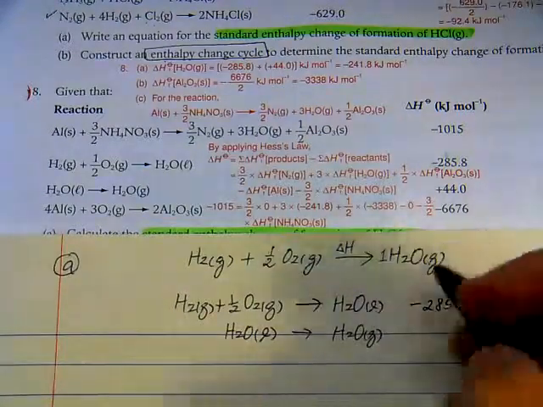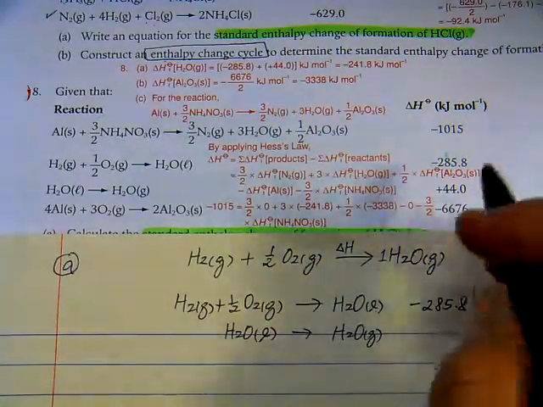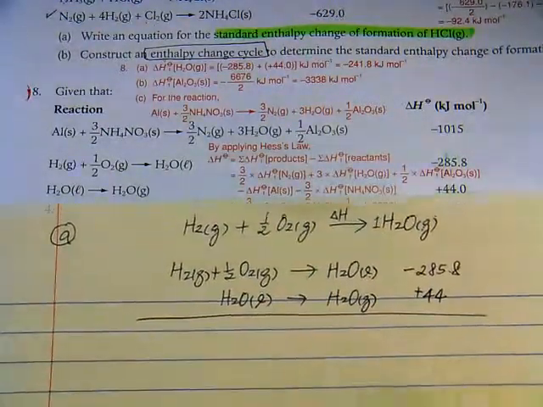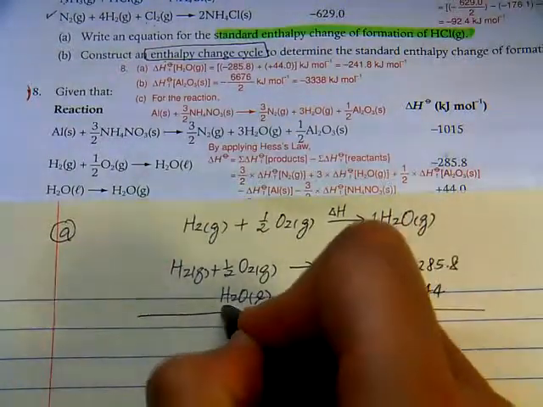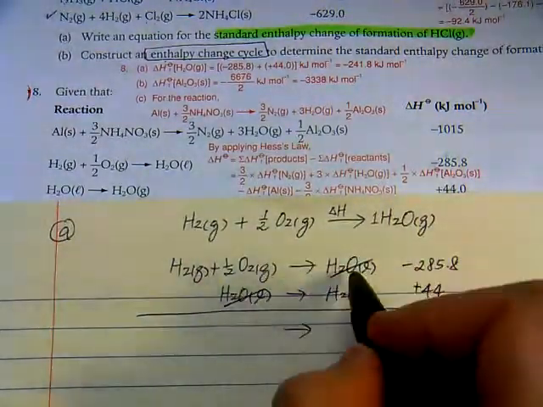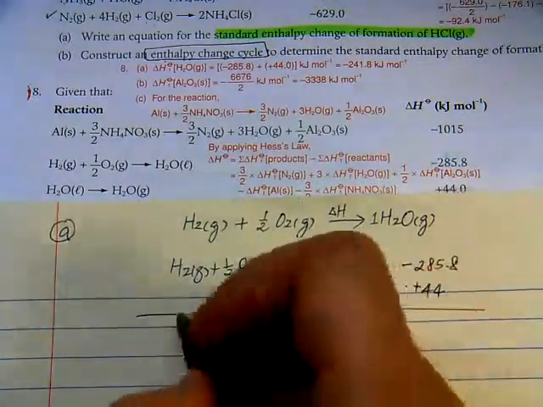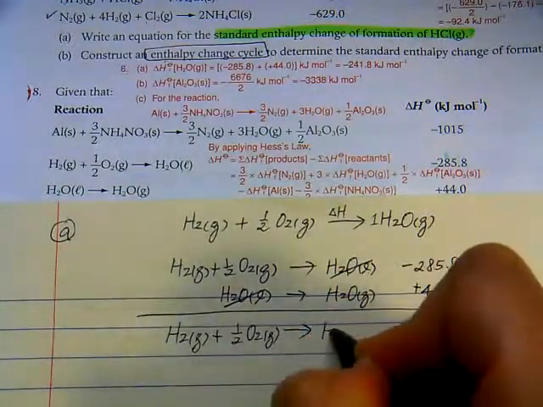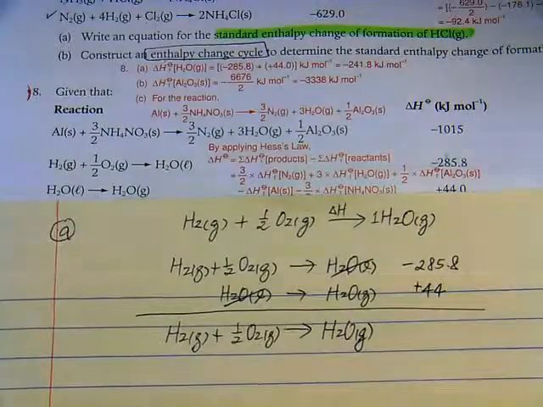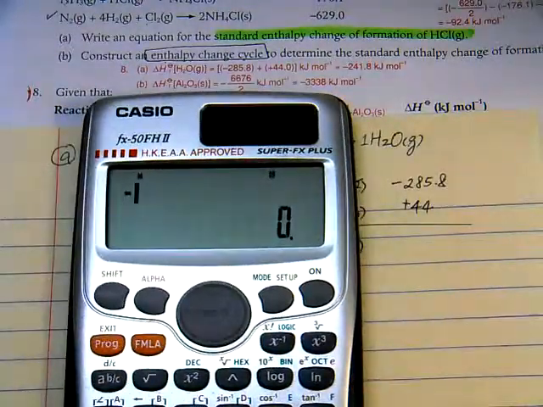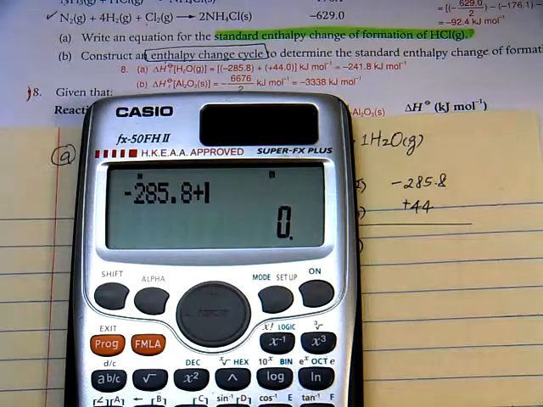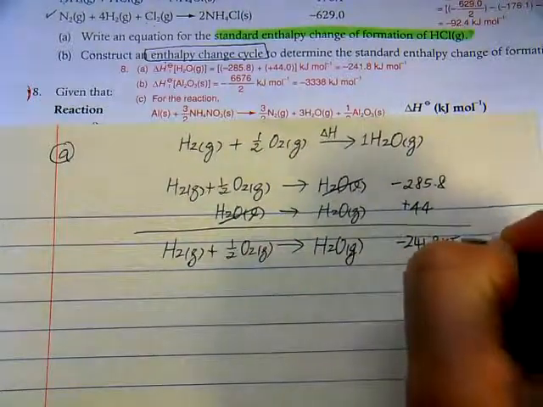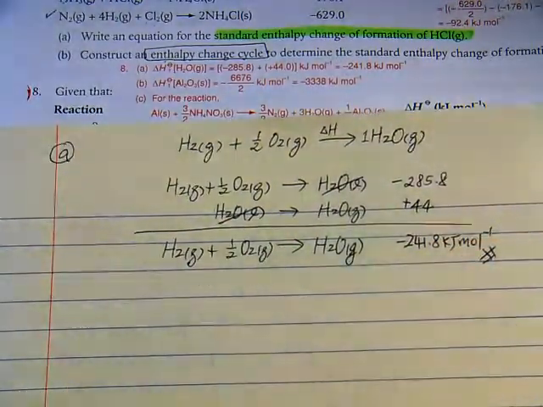I haven't reversed or multiplied by a factor, so it is still equal to 44. In summing up these two equations, we can cancel out. There is one H2O liquid, there is one H2O liquid. Therefore, it is our target equation. And the delta H is, in kilojoule per mole. Can you follow? That's the answer.